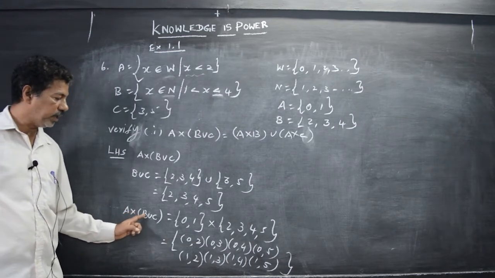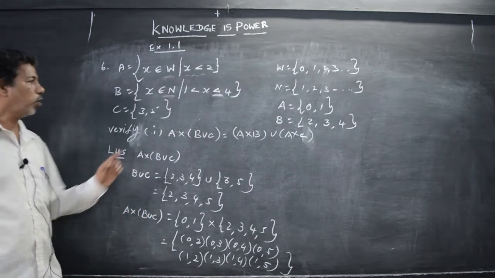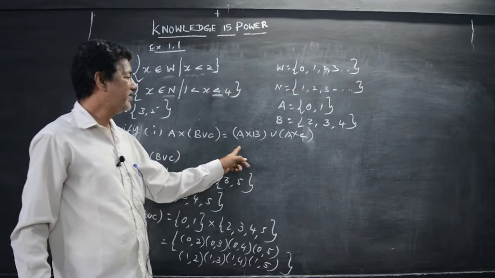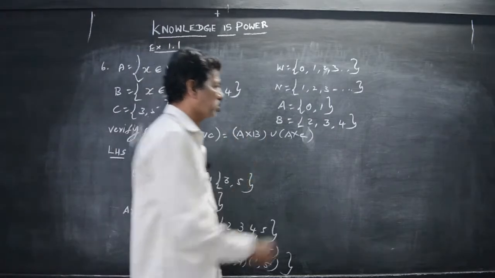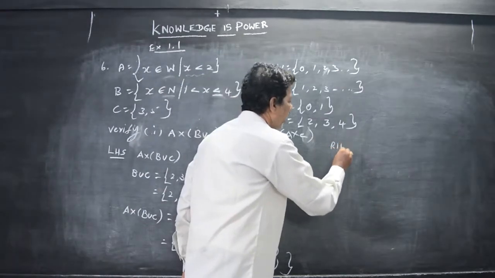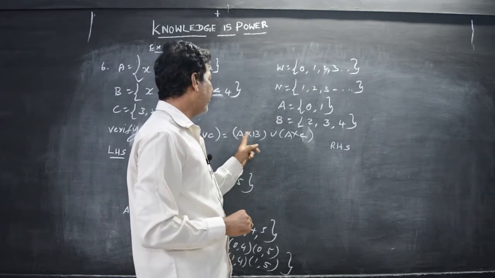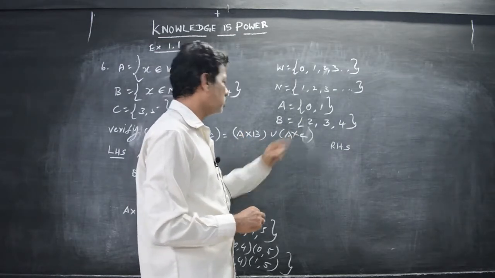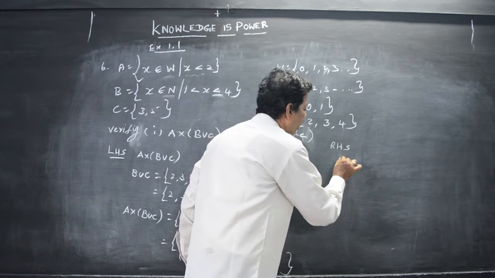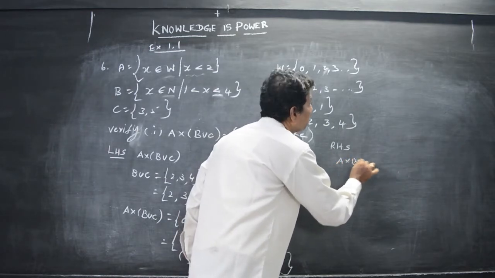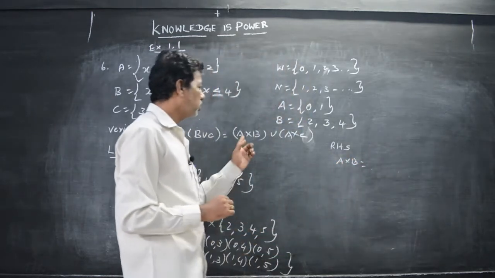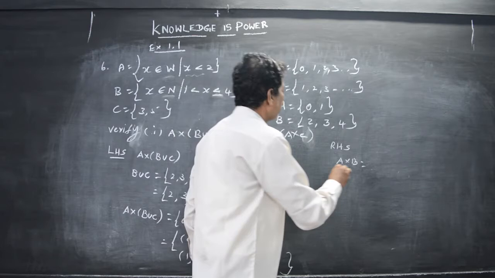A cross B union C. Now we move on to the right side, that is RHS. So what should come first? A cross B union A cross C. First you have to find out A cross B. This and all we have done in the previous class.